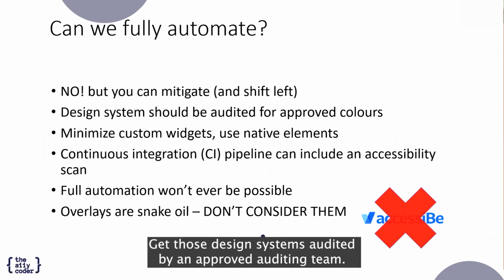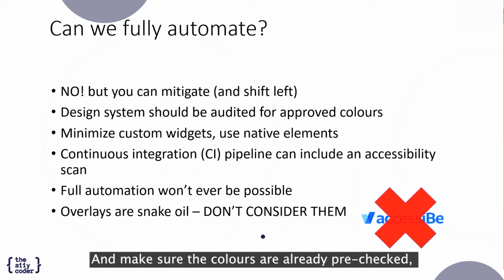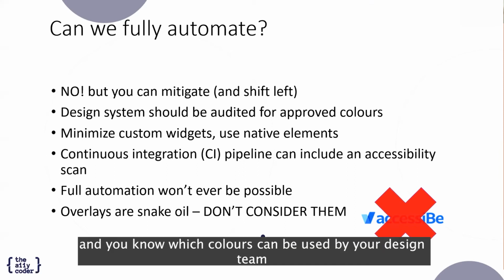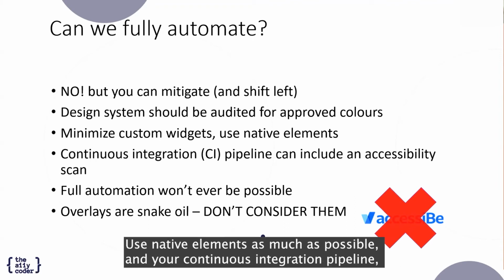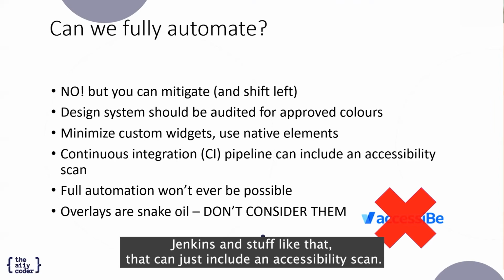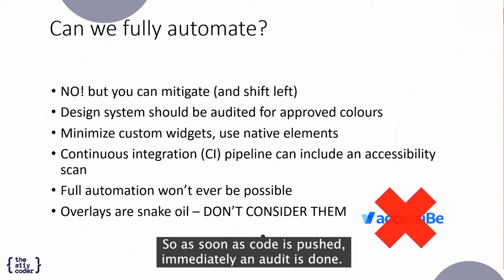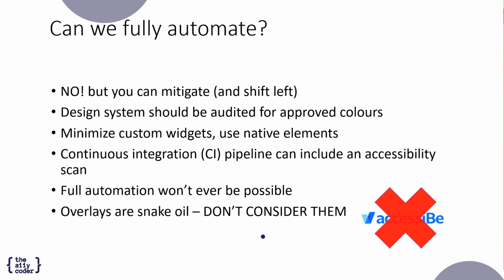Get those design systems audited by an approved auditing team, and make sure the colors are already pre-checked and you know which colors can be used by your design team to produce some kind of feature. Minimize custom widgets, use native elements as much as possible, and your continuous integration pipeline, Jenkins and stuff like that, can just include an accessibility scan. So as soon as code is pushed, immediately an audit is done.